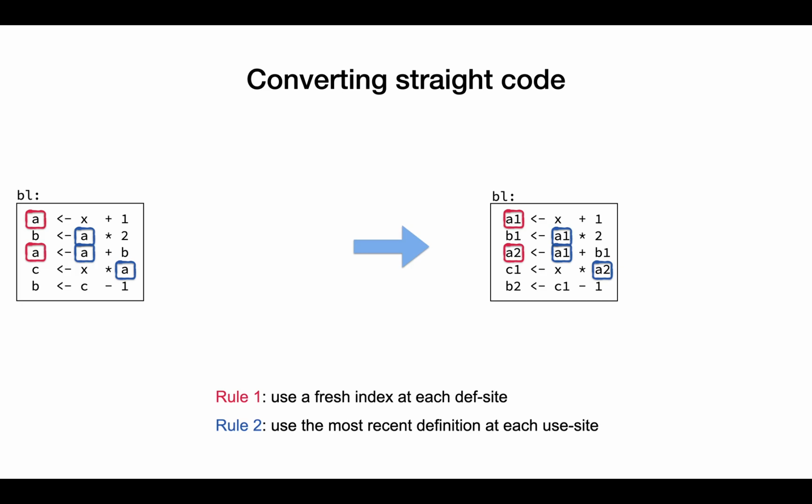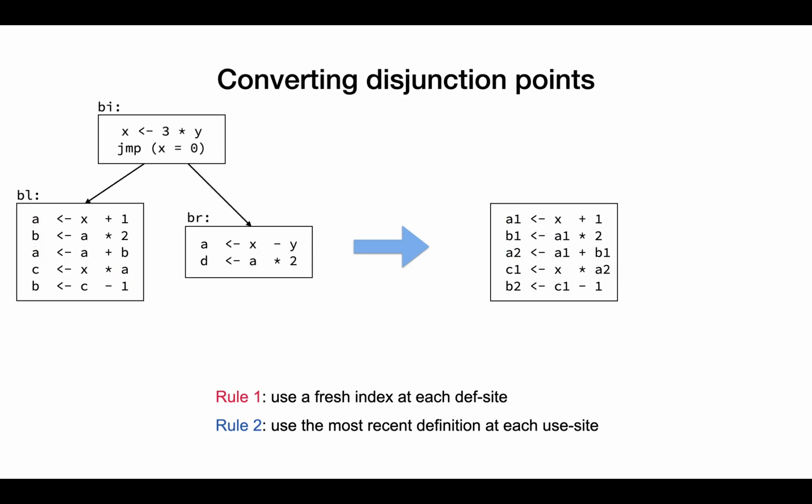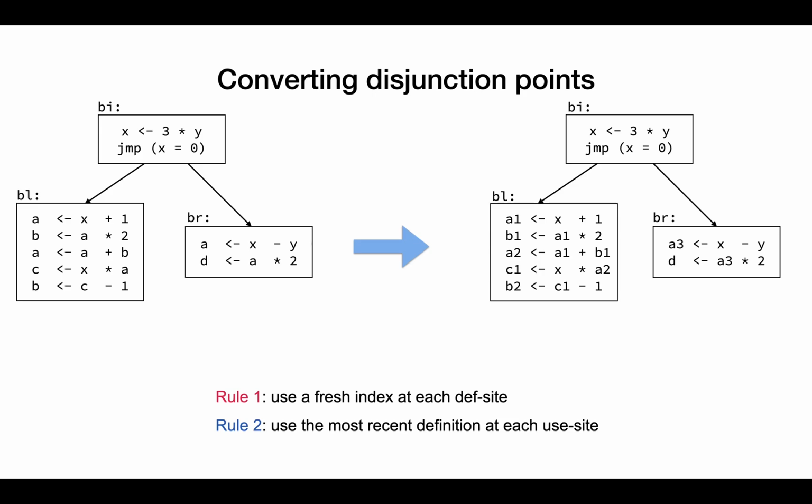Now, if you try to go toward fancier control flow graphs, you could wonder whether having disjunction points, so conditional jumps, will bring any new difficulties. So here with, for instance, BI, that jumps either into BL or BR. Well, actually it doesn't change much. Maybe just one remark is that, as you see here, we introduce A3, so we need to be slightly careful that the notion of freshness is not local to blocks. It has to be a global notion of freshness. But it's still fine. We still use the most recent definition at each use site.